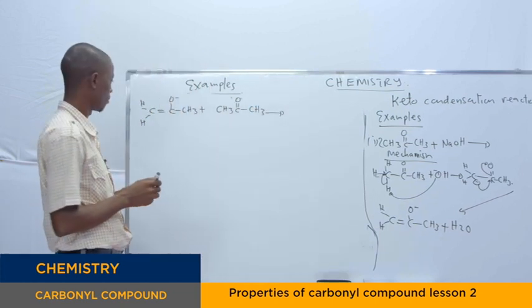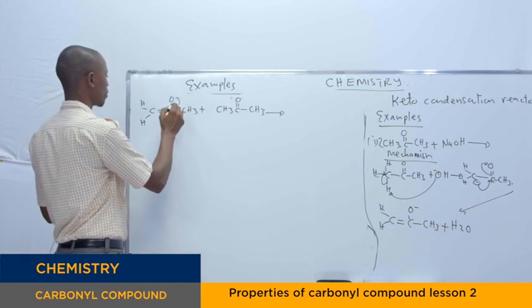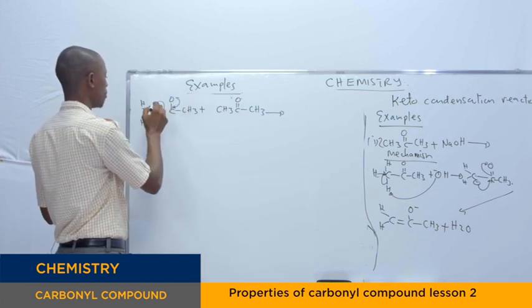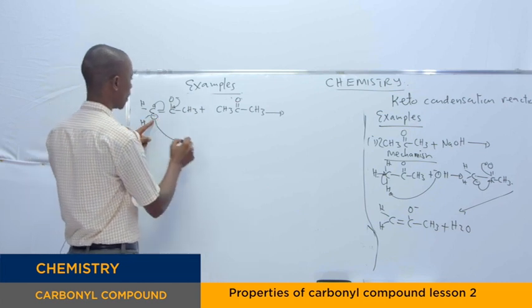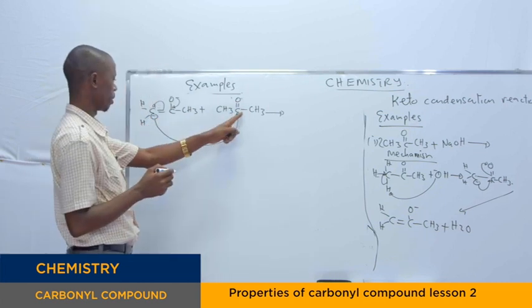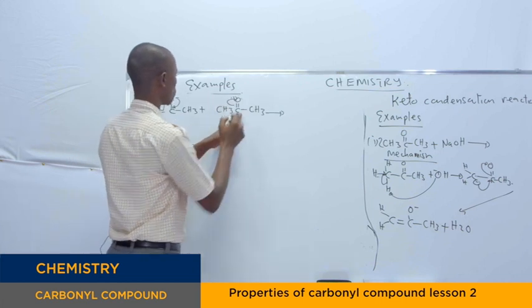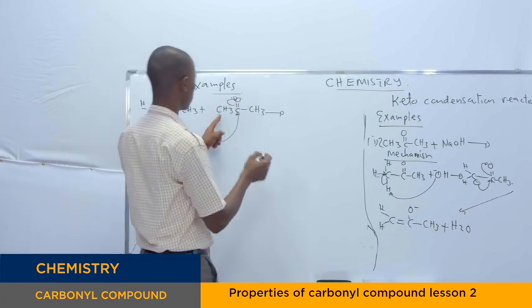What will be the product? This electron comes back here, and this pi bond electron moves to this oxygen atom. This carbon atom will attack this carbon here, and the electron will move that way. So what will be the product here?